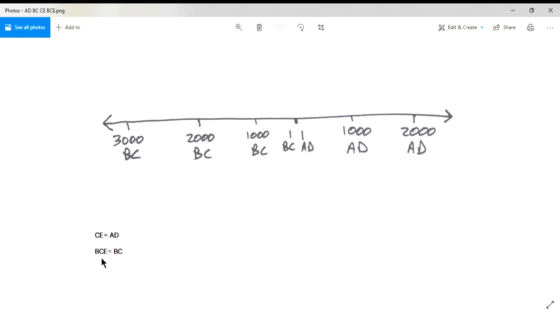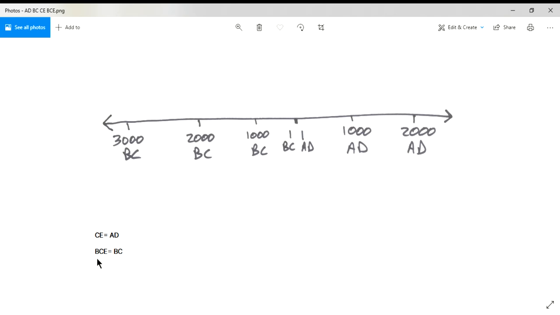In my lecture notes and speaking, I use the terms AD and BC. I also use a textbook that uses CE and BCE. Now the good thing here is that the numbers are the same. 2020 AD is 2020 CE. 3000 BC is 3000 BCE.